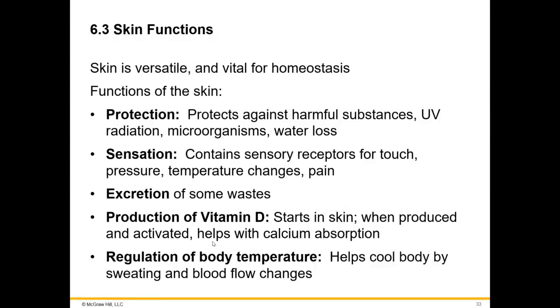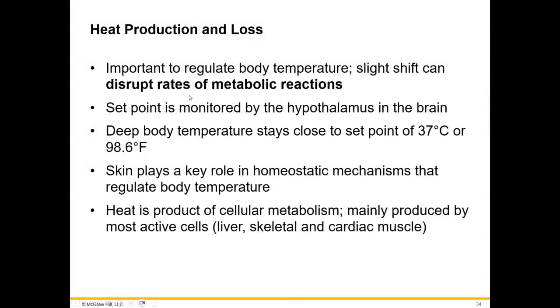And then there's regulation of body temperature. It helps cool your body by sweating and blood flow changes. It's important to regulate body temperature. You know, a slight shift can disrupt the rates of metabolic reactions. Your set point of temperature is monitored by the hypothalamus in the brain, something we'll talk about at the end of the semester with the nervous system. The deep body temperature is close to set point, about 37 degrees Celsius or 98.6 Fahrenheit.